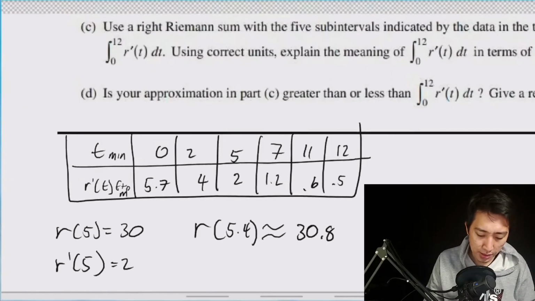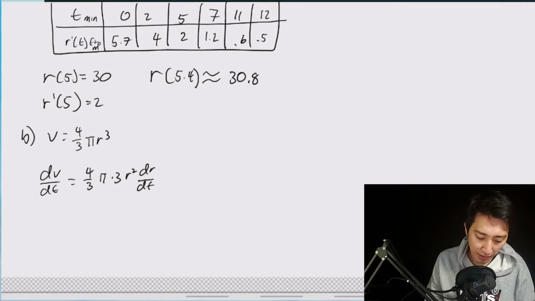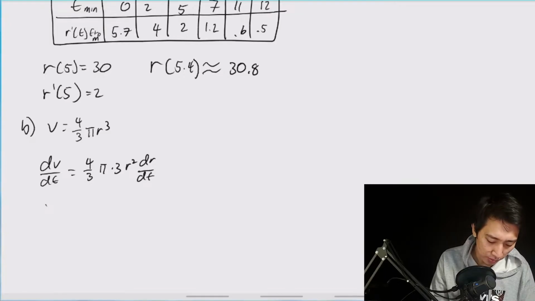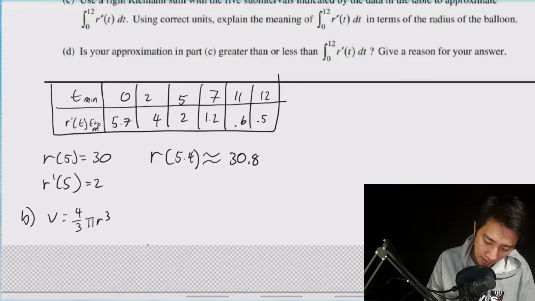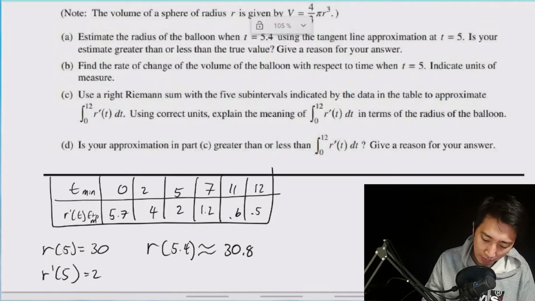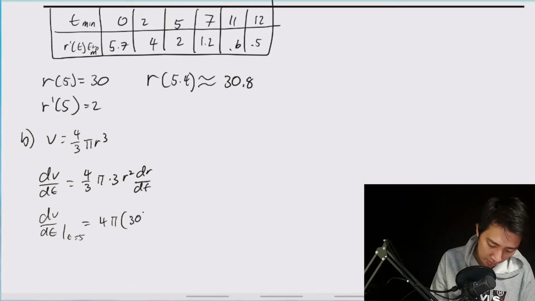And then my goal for B, it says find the rate of change of the balloon with respect to time when t is equal to 5, indicate units of measure, so we'll worry about that after. So dV/dt evaluated at t equals 5 is equal to 4 pi r. In this case, my r of 5 was given as 30, excuse me, squared, times dr/dt evaluated at t equals 5.